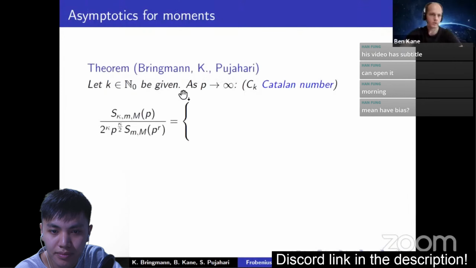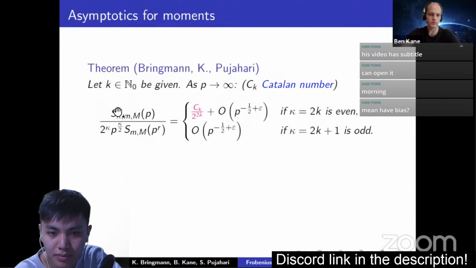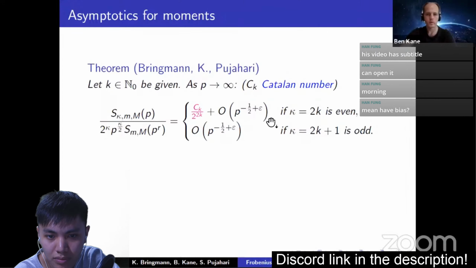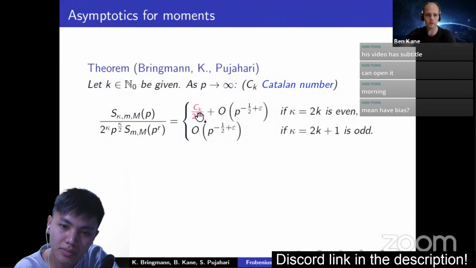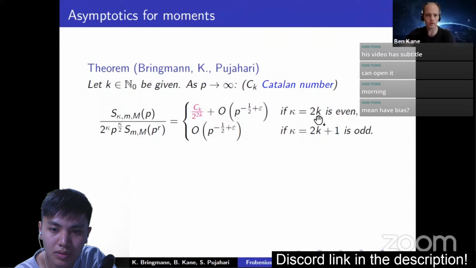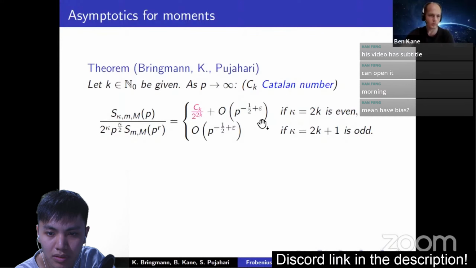And what we prove is, in other words, to be able to understand these moments, we prove that if we take this ratio of the kappath moment to the 0th moment times some 2 power and some p power, which is, sorry, this should be, I think I want p to the r here and p to the r kappa over 2 there. And then what we get is that this is the Catalan number divided by 2 to the 2k if kappa is even, and it's 0 plus some error term that goes to 0 as p goes to infinity if kappa is odd. And this sort of makes sense.